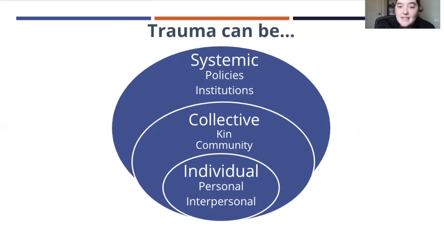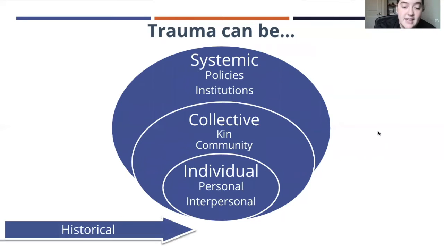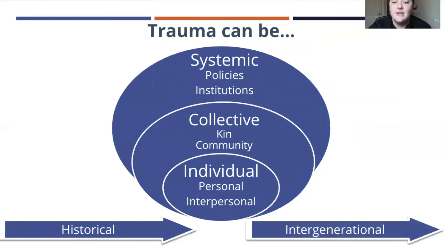Trauma can also be systemic, something that happens through policy and institutions. For example, institutional racism or sexism, redlining, building highways through neighborhoods. Those are examples of systemic trauma. And then we can also look at historical traumatic events and how they pass down trauma intergenerationally. Some collective traumas are so impactful that they can change the reality and behaviors of descendants. Examples include things like slavery, mass deportations, the Holocaust, Native American boarding schools. Those are all examples of historical and intergenerational trauma.